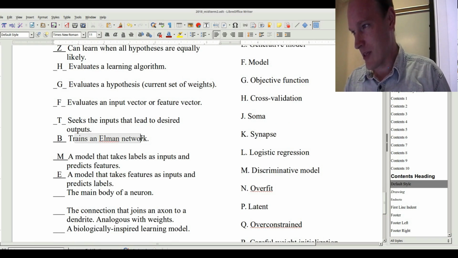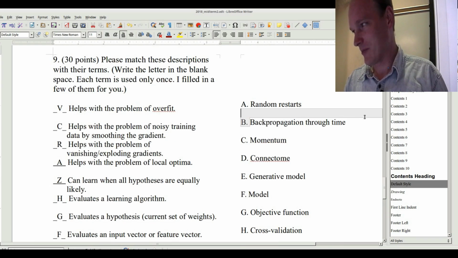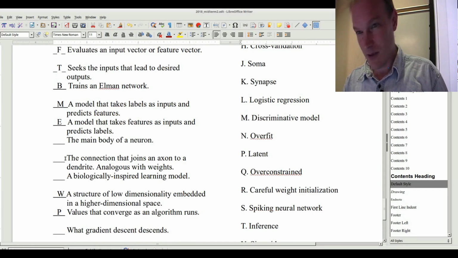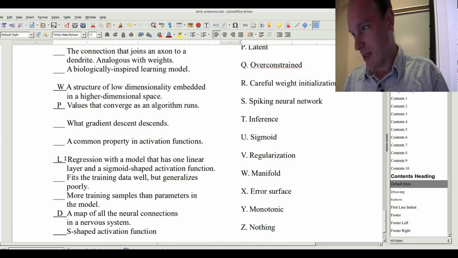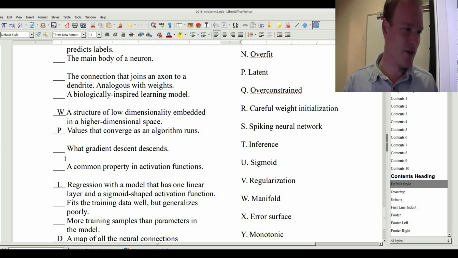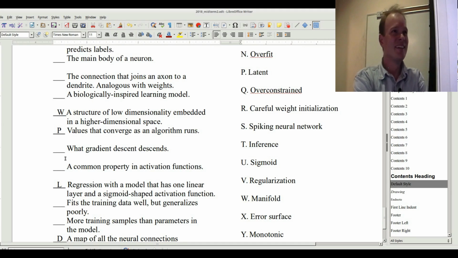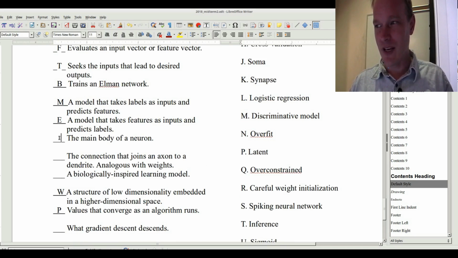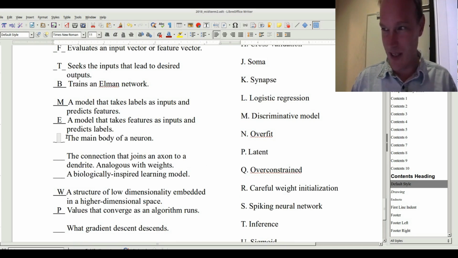Okay, what trains an Elman network? Backprop through time. That's what I want to cover today if I can get to it. Oh, there's a lot of them. And basically, you just go through and use your intuition. Can we call that good? I gotta give you the answers, don't I? Let me just give you the answers. Then you can go through and hit stop on the video if you really care.